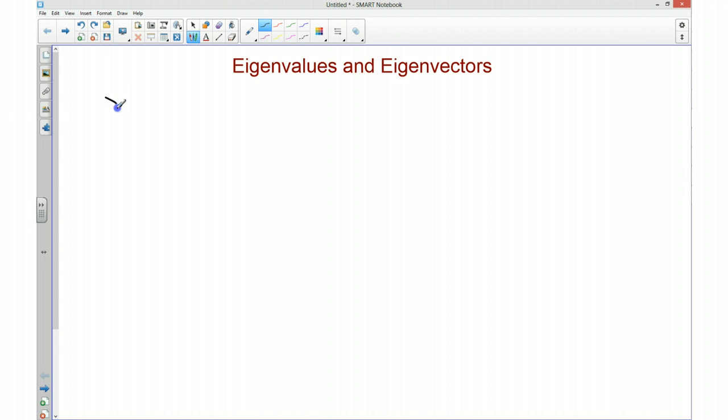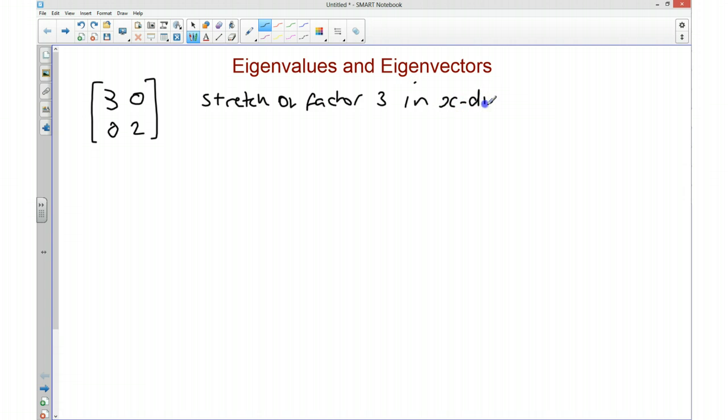So I'm going to write down a transformation matrix 3, 0, 0, 2. Okay, so we should have seen from earlier work that this represents a stretch of factor 3 in the x direction, and it also represents a stretch of factor 2 in the y direction.